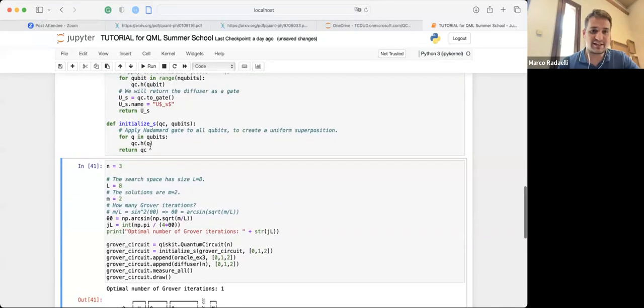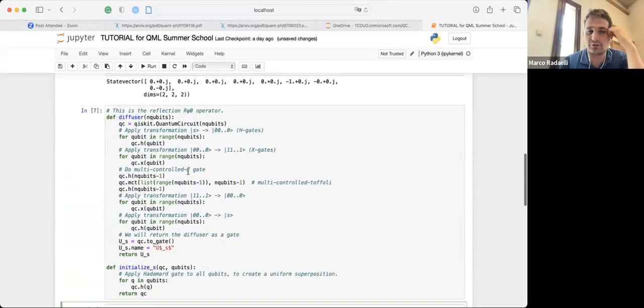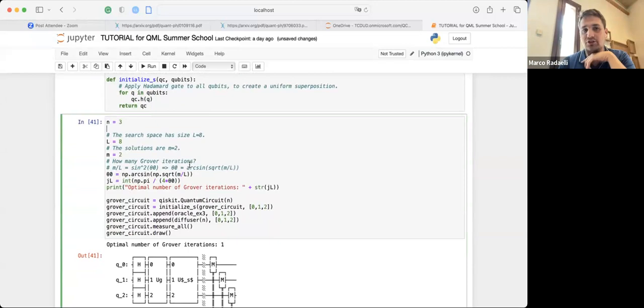Okay, this is easier. Instead, this is a function which just applies a Hadamard gate to all the qubits at the beginning. So it prepares the initial state. For some reason, they decided to build a new function for this.